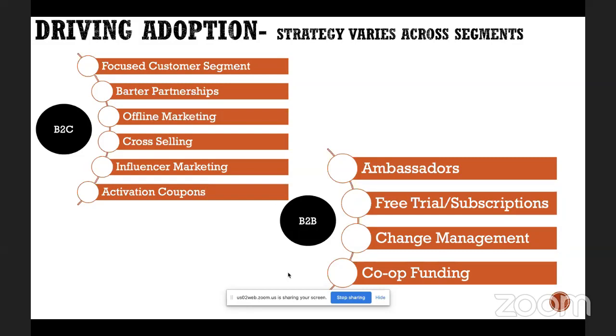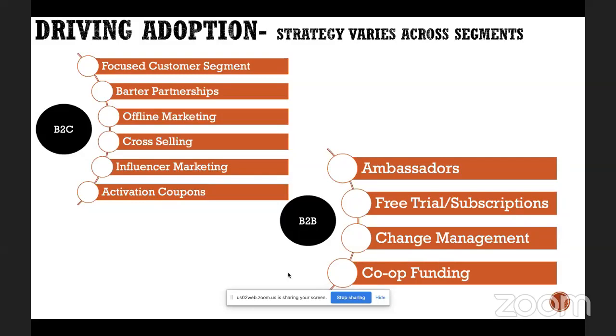Customers who are already using some existing products, for example, my previous app, which was an app to help people plan their day in the city, we had wonderful partnerships with the cab riding companies, the ride share companies. Those are some of the strategies which would work across these different segments: barter partnerships, cross-selling, influencer marketing a lot, and activation coupons.